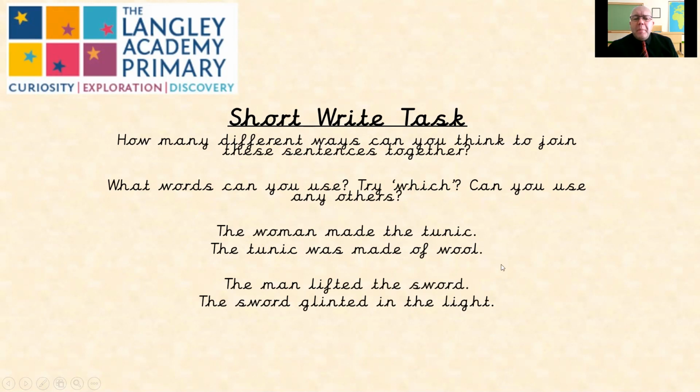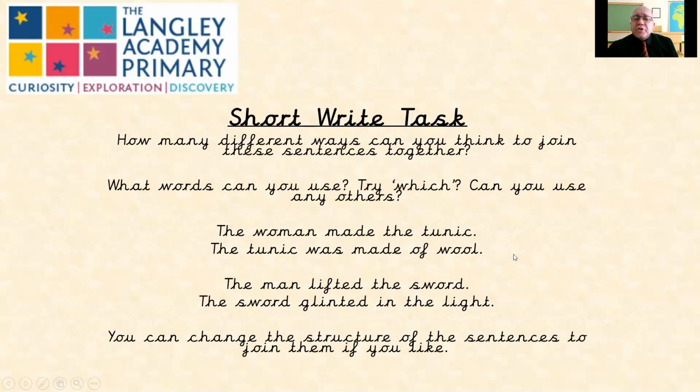What about this one? The man lifted the sword. The sword glinted in the light. Can we use "which" again here? Let's have a look. The man lifted the sword, which the sword glinted in the light. Once again, left in too many words, doesn't make sense. I need to be more careful. So what about this? The man lifted the sword, which glinted in the light. There we go. Makes perfect sense. And we've been able to link those two sentences together. You can change the structure of the sentence, but please don't change the meaning.